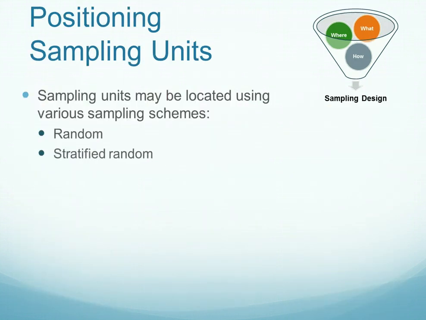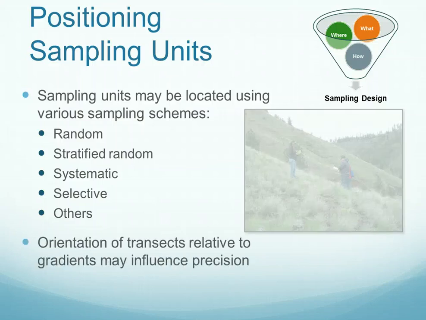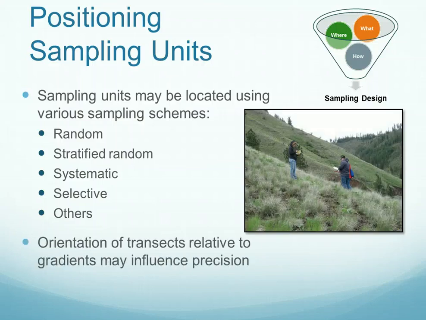Now, how we position our sampling units is also important. We can use different sampling schemes such as random sampling, stratified random, systematic, selective, and others, and this is something that will be covered in more detail in another lesson. However, the orientation that we choose for our transects can have great influence on precision if there is a gradient involved.